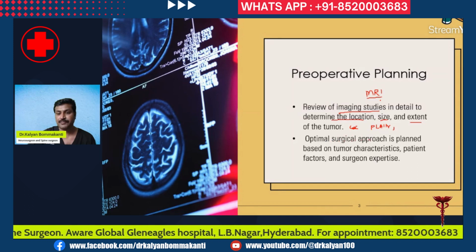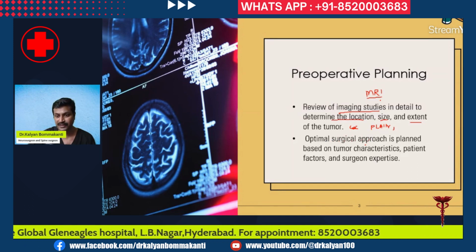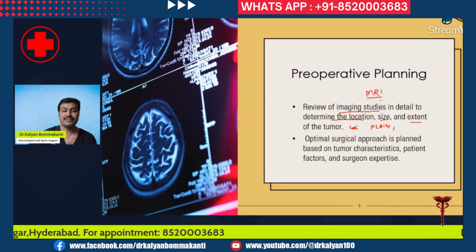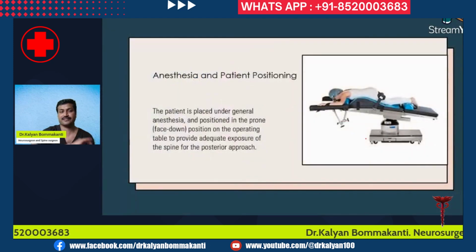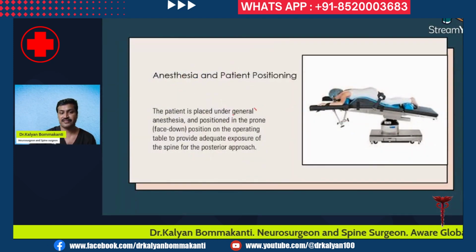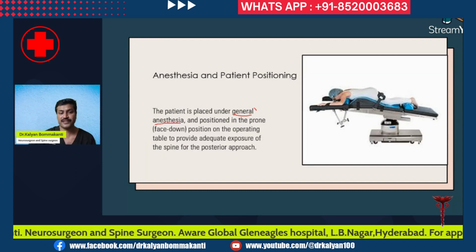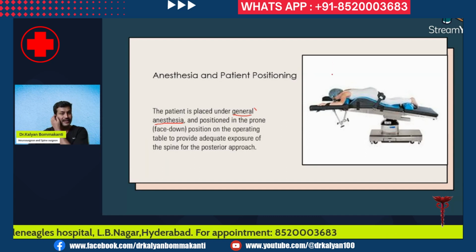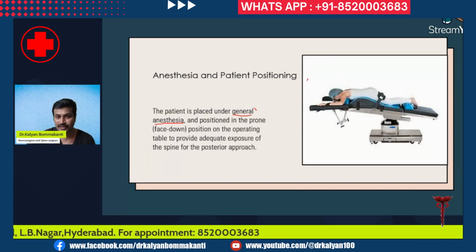The optimal surgical approach is planned based on the tumor characteristics which you have studied on the MRI imaging, and also the patient factors and the surgeon's expertise. Anesthesia: we always give a general anesthesia. Spinal anesthesia is rarely used except for a few patients in a few specific conditions. Because it's a posterior approach, that is, you are approaching the patient from behind, the patient is placed prone on the operation table.